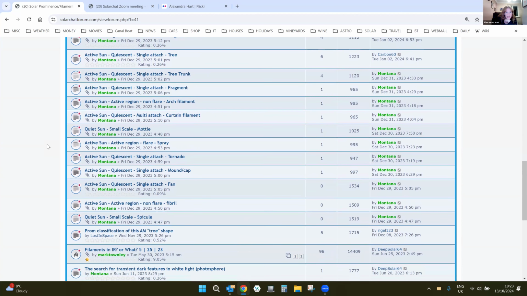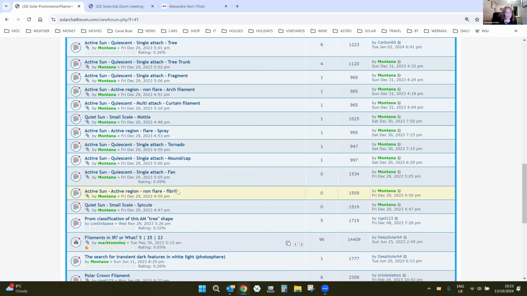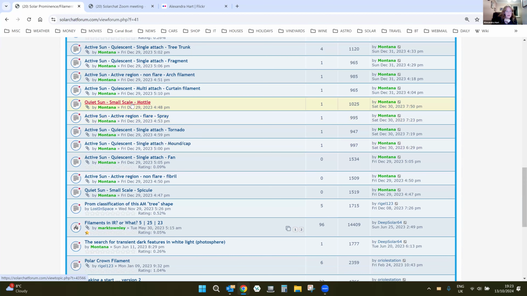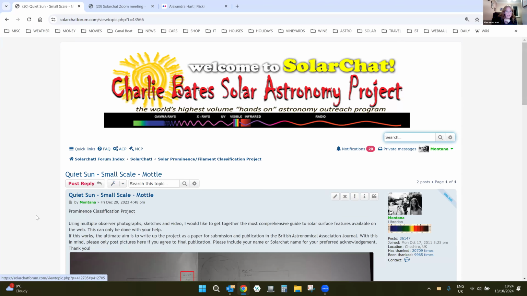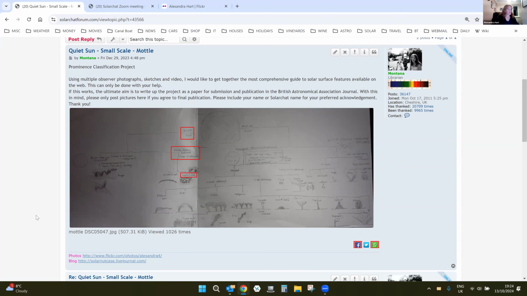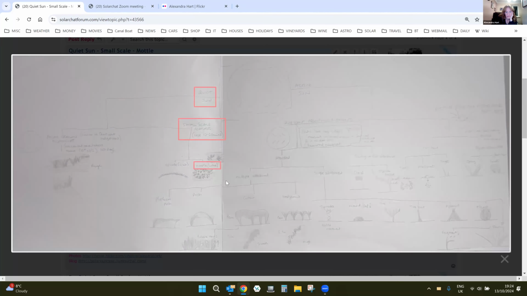Now, you were talking about fibrils, spicules, and mottles. So I had classified them. Let's see if we can go in and it will show the whole picture. So I've got this whole picture, which is sort of on 2 A4 sheets. If I click on that, does it show it bigger?